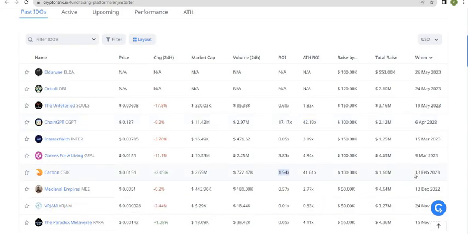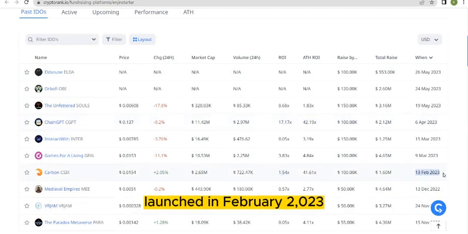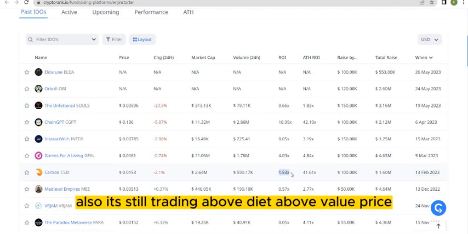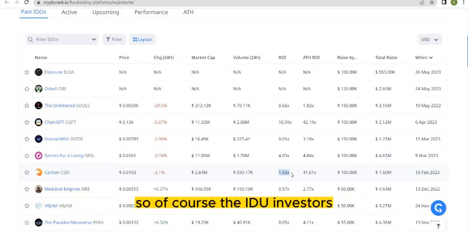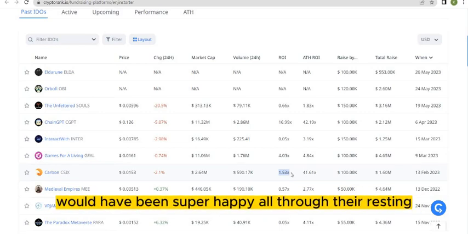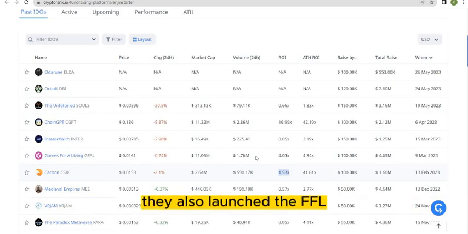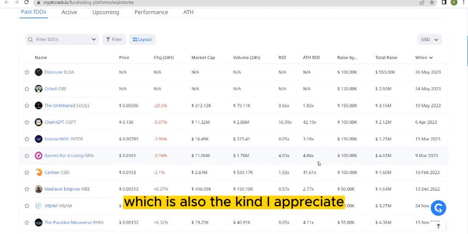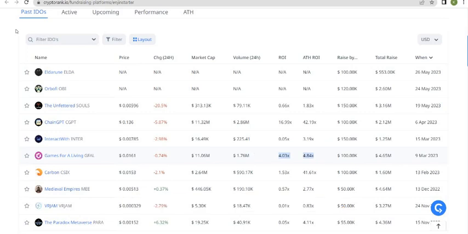Carbon Browser, of course, launched in February 2023, and 4 to 5 months after its launch, it's still trading above IDO price. So, of course, the IDO investors would have been super happy all through their vesting. They also launched GFAL, which is a good one, which is also the kind I appreciate.